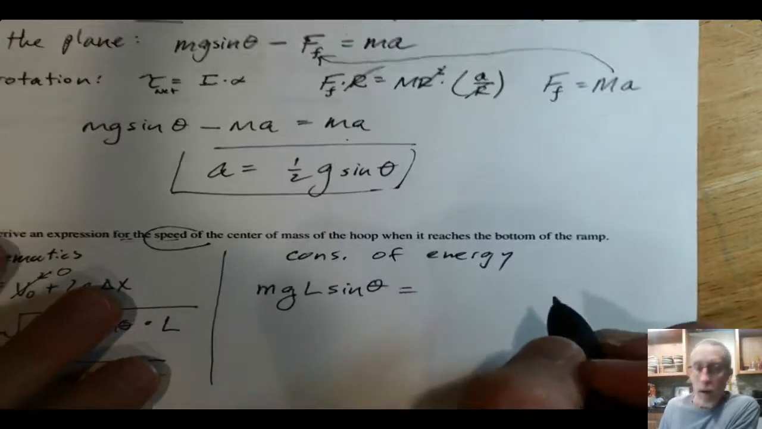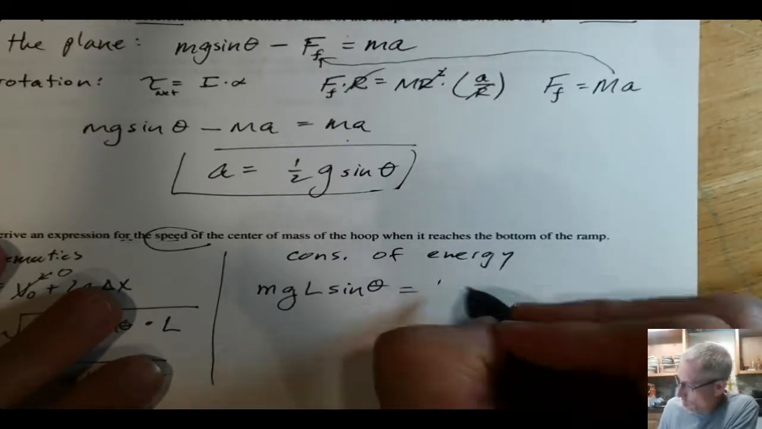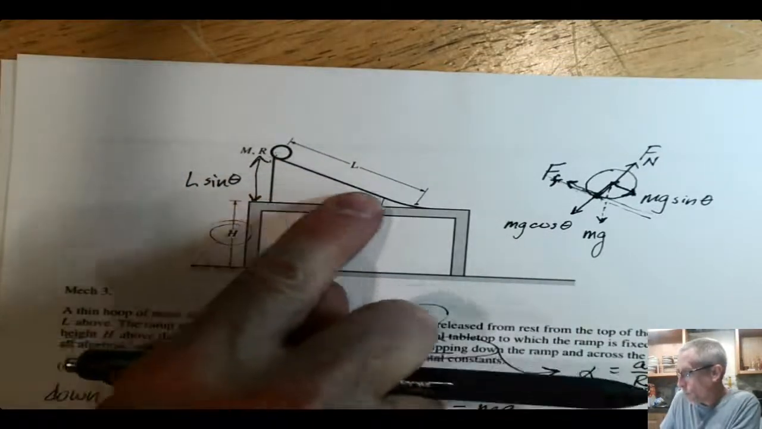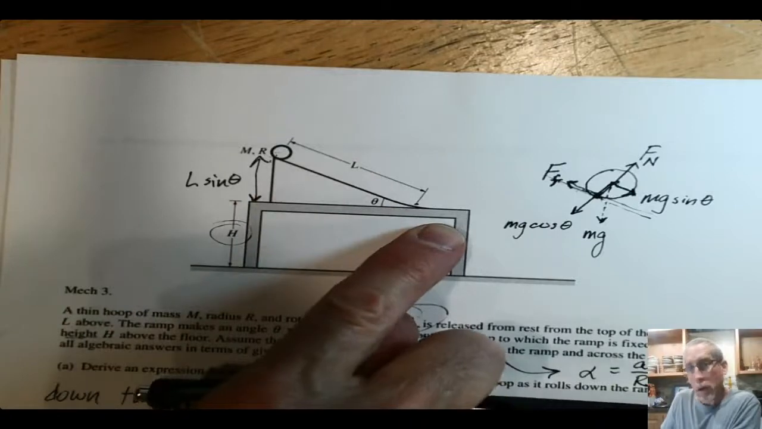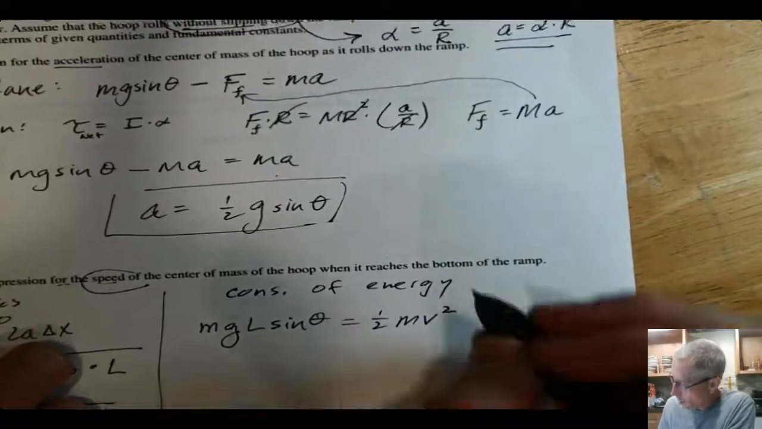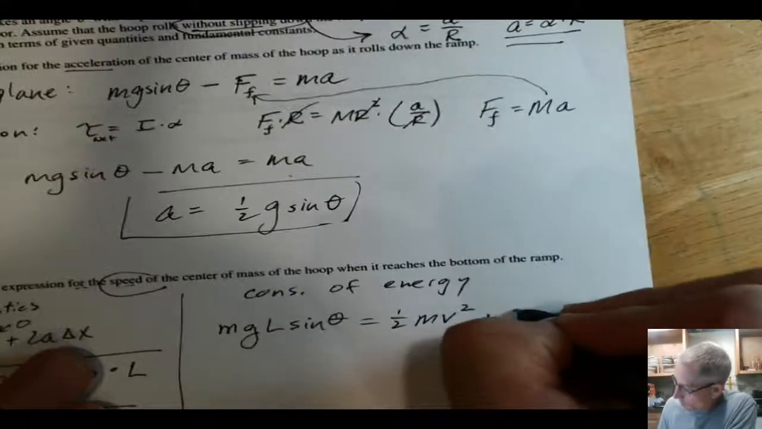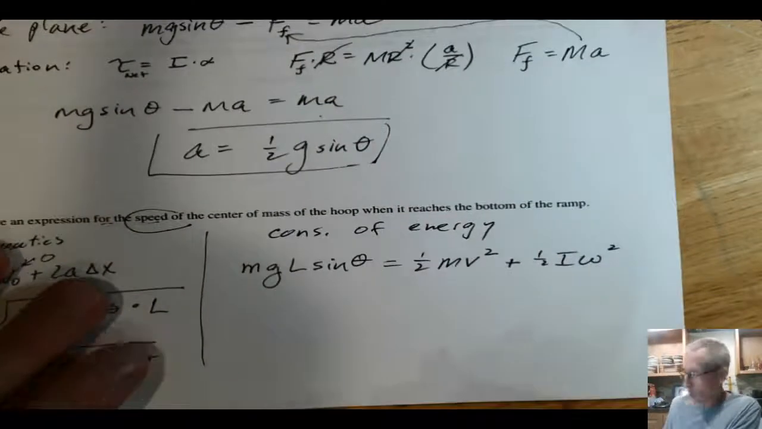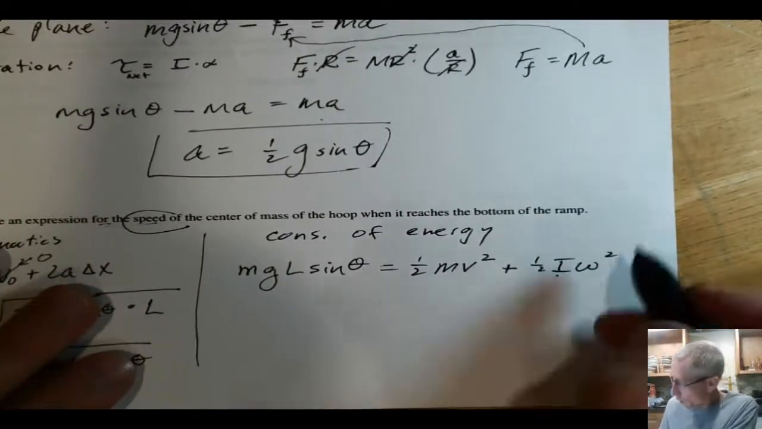And then at the bottom of the ramp, here's where you're showing that you know about rotation. 1/2 mv squared accounts for the downward motion of the hoop, even if it weren't spinning. Like if there were no friction, it would do that. Plus the fact that it's spinning means 1/2 I omega squared. Now we're given I, and here's the other thing.